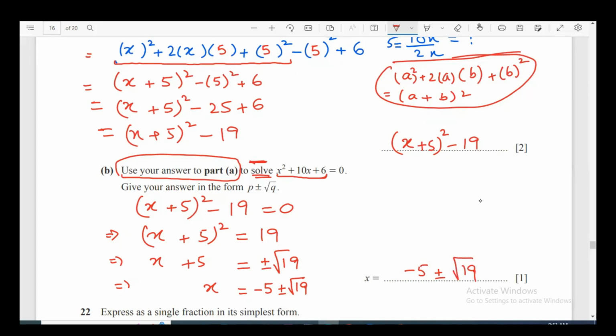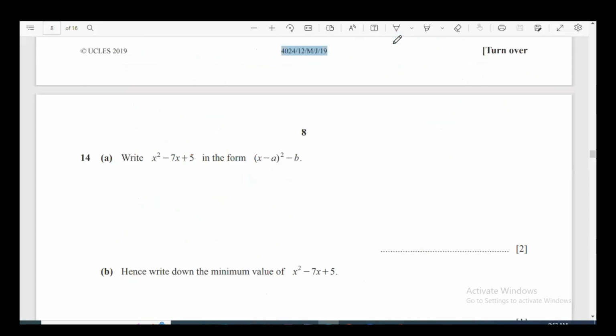Now I'm going to explain the next question of summer 2019 paper 1 variant 2. May June 2019 paper 1 variant 2, 4024, question number 14 part A. In this question the command is write x square minus 7x plus 5 in the form (x minus a) square minus b. Same method here.